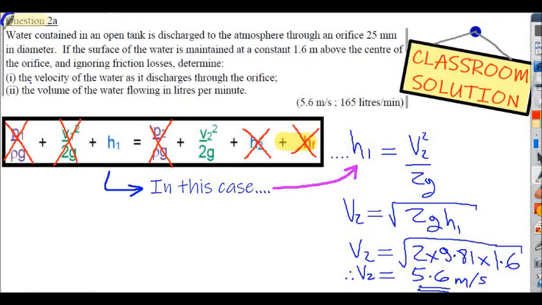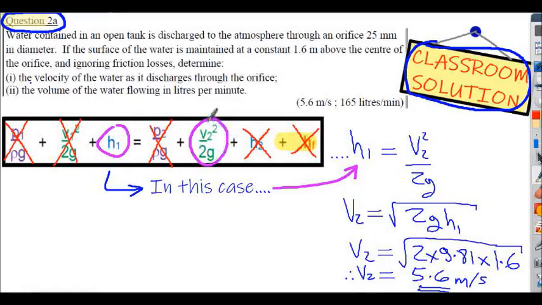Here's question 2a. This is the classroom solution used with the students. Again, considering Bernoulli's equation, we have H1 on the left hand side and V2 squared divided by 2g on the right hand side. So in this case H1 is equal to V2 squared divided by 2g, but with this solution we've actually transposed the equation for V2 and then inserted the numerical values. So again V2 is equal to 5.6 meters per second. As I say, just a slight variation on the solution.